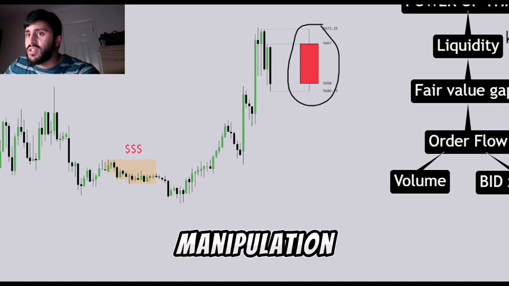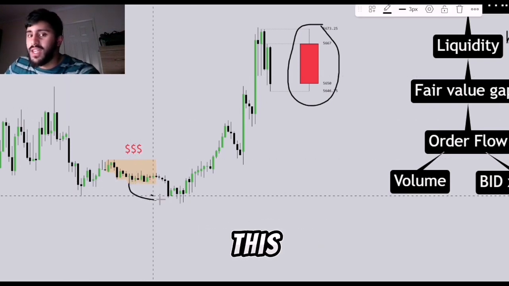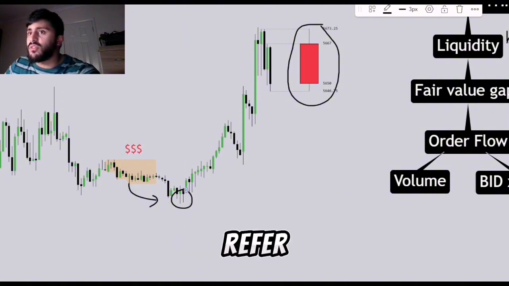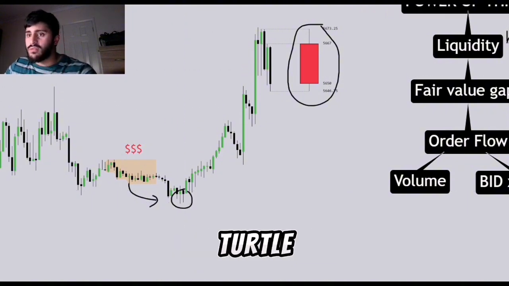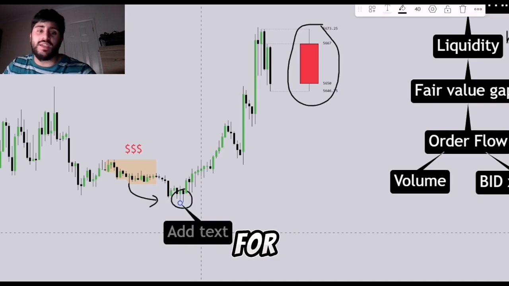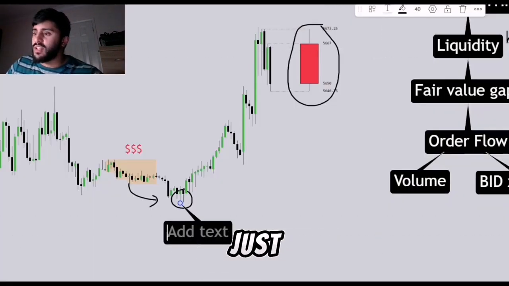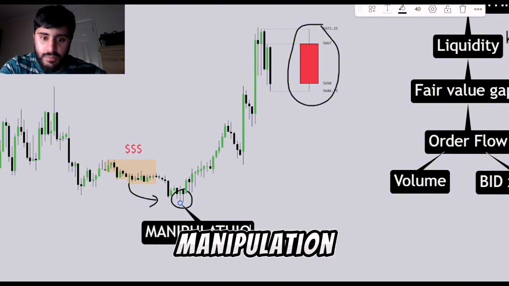So now we have a manipulation just over here. Price has taken out this Asian range low, and we have a manipulation just over here. This you can refer to as the ICT Judas swing or the turtle soup or any of these other fancy names, right? For me, I just like to call it a manipulation. So this is our manipulation. Let's just label that in here, right? So manipulation, if I can spell that, that's manipulation.